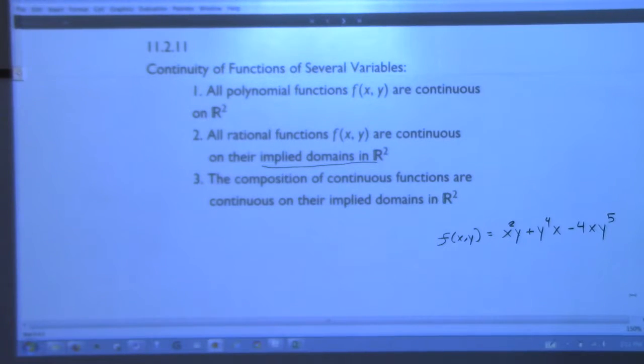Yes? So, question about these. These are all for, none of these are for 3D, right? These are all surfaces. Remember, all these functions of two variables are surfaces in three-dimensional space. Oh, okay.